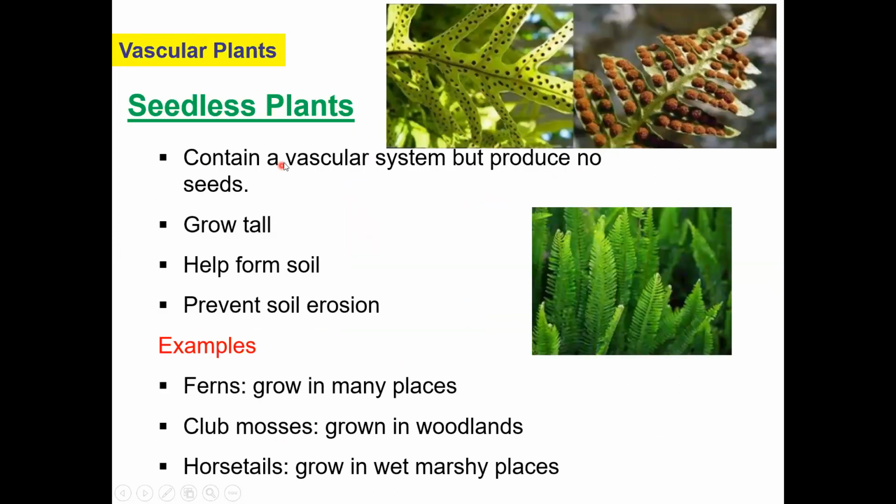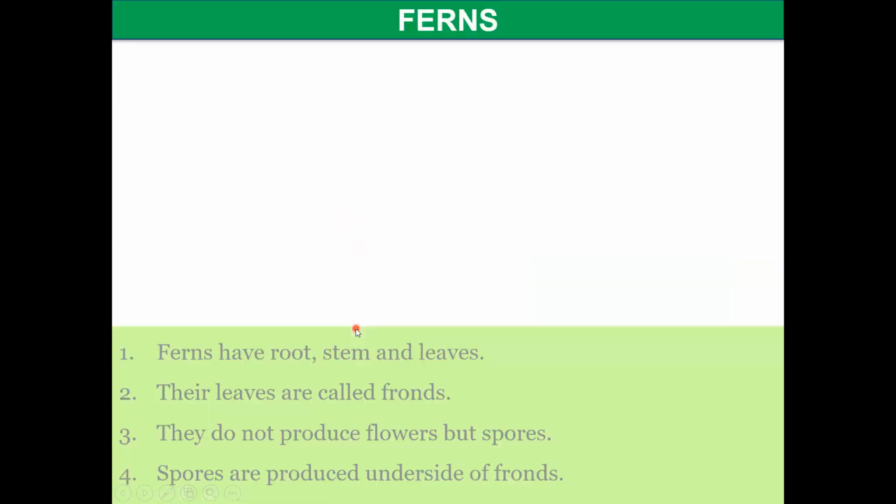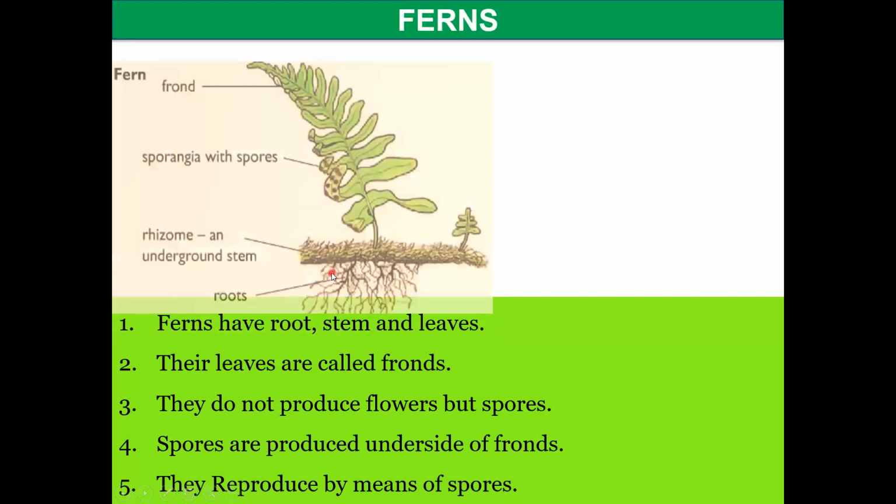So coming toward the seedless plants, that is the best example is the fern. अभी इसको डिटेल में डिस्कस कर लेते हैं. Okay, so what is the benefit of these? They grow usually tall and help to form the proper condition of the soil, and they are preventing the soil erosion. Okay, ferns की categories हमारे पास, that is a fern.